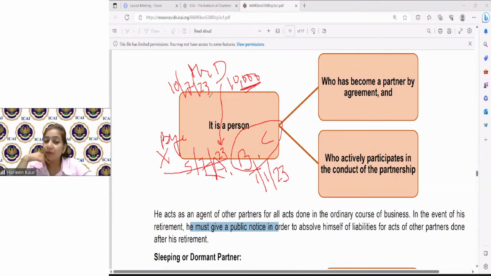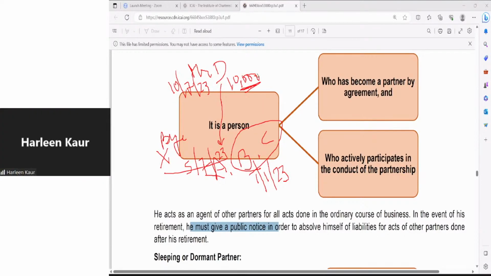A has already retired on 5th July. They started the firm on 1st January. Until 5th July, A was a partner and he left the firm on 5th July. Please answer me with reasons. Can D recover money from Mr. A? Can he ask Mr. A to pay him? Yes or no? And if you say no, why? Why do you say no? You have to give me justifications for your answer. Then only I'll understand whether you have understood or not. Somebody says yes, somebody says no.